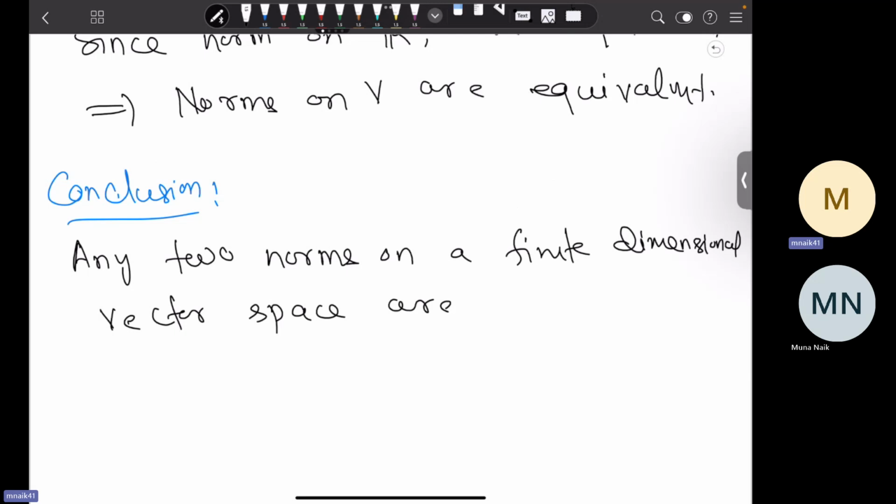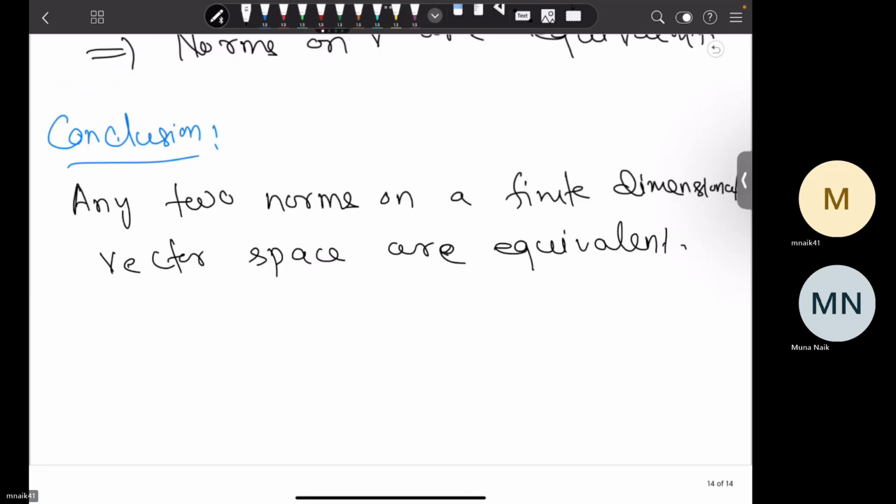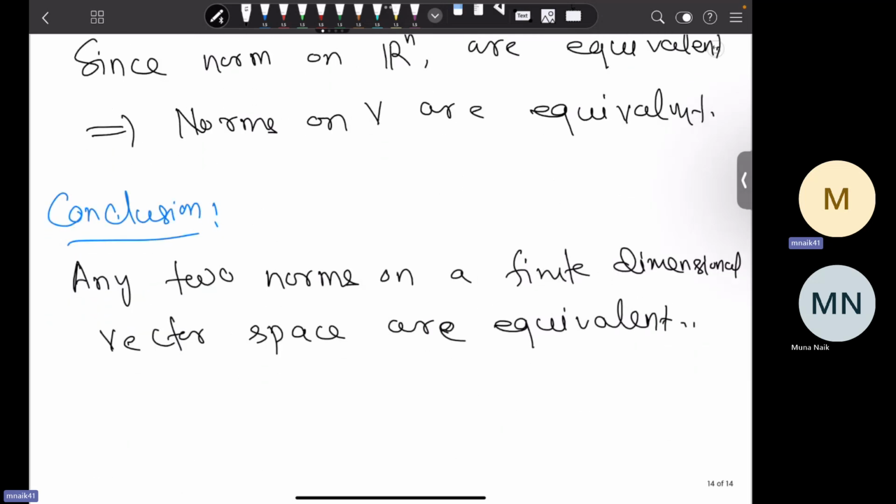So we have that any two norms on a finite dimensional vector space are equivalent. It is indeed Rn, since any finite dimensional vector space is nothing but Rn. So any two norms on a finite dimensional vector space are equivalent. So we have proved this result.